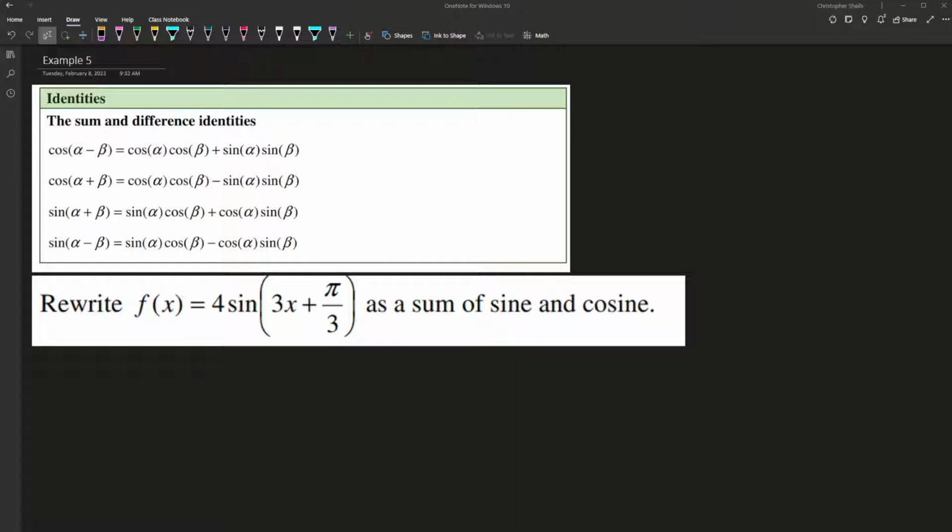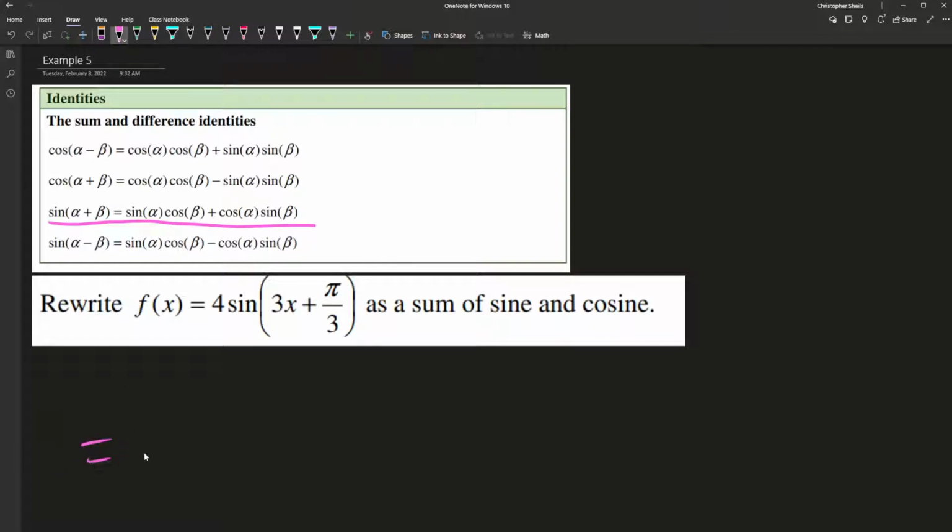The problem we have here is rewrite f of x equals 4 times sine of 3x plus pi over 3 as a sum of sine and cosine. Let's see, I have a sine function. Inside of this sine function, I have a sum. So I have to use a sum of angles identity for the sine function. So I'm going to use this one right here.